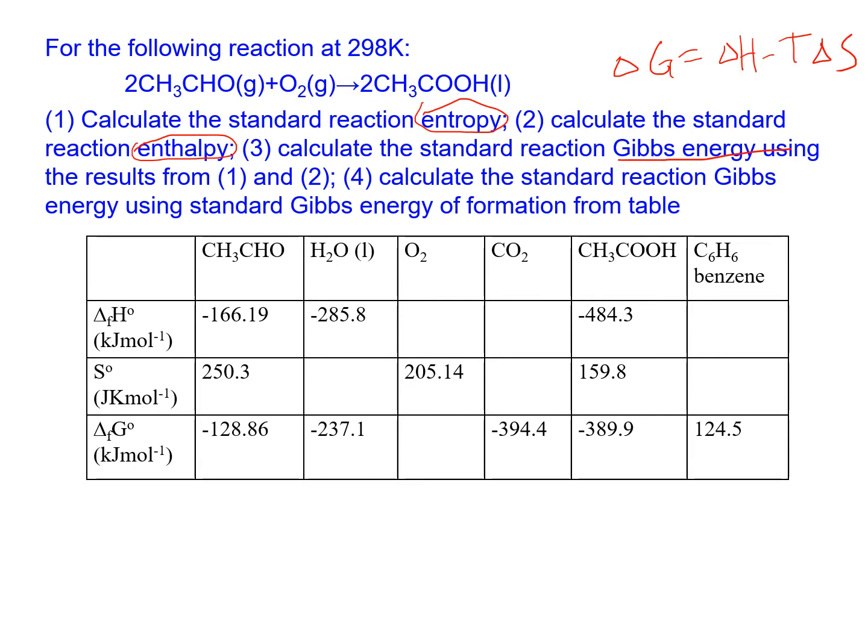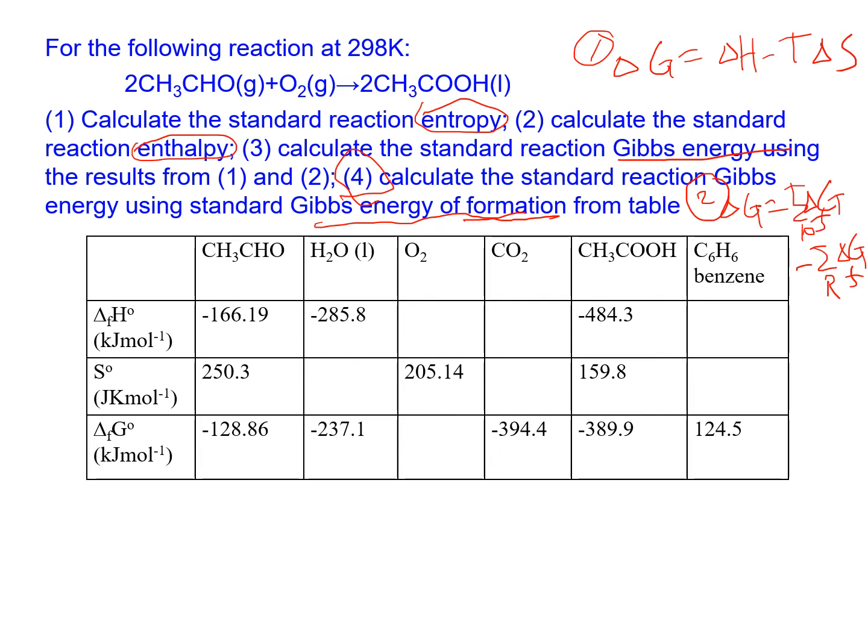And method 2, to calculate the standard reaction Gibbs energy using the formation Gibbs energy. So that's delta G is the formation Gibbs energy of the product minus formation Gibbs energy of the reactants. Alright, so this is method 1, this is method 2. Method 2 is number 4. So from 1 to 3 is using method 1.